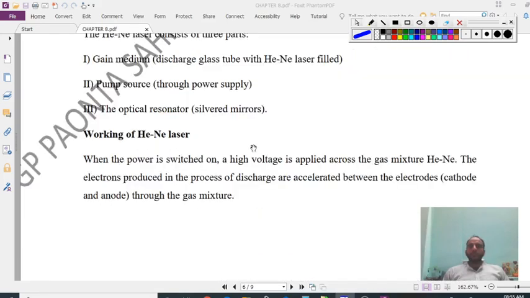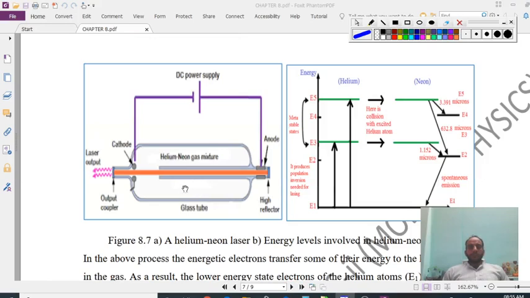Next is the working of the helium neon laser. In the helium neon laser, the helium neon gas mixture is placed in a glass tube. Then the cathode and anode are connected through a DC power supply. As we apply a high voltage here, approximately 10 kilovolt, the electrons in the helium neon gas mixture are accelerated through this accelerating potential, and these strike the helium and neon gases.